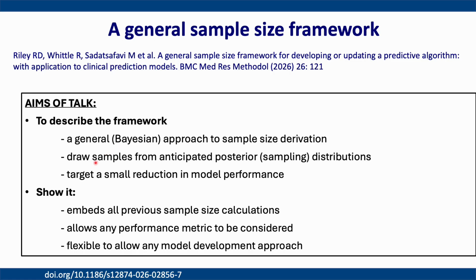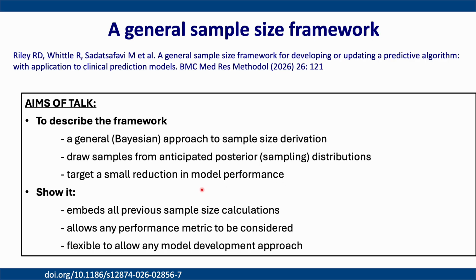The general idea is that we anticipate the posterior or the sampling distribution of predictions at the individual level, based on the model development approach that we take, which could be regression or anything that we wanted. And we draw those samples from it, and we look to see from those samples the amount of reduction in model performance compared to some true reference model. So this is going back to the idea of degradation again.